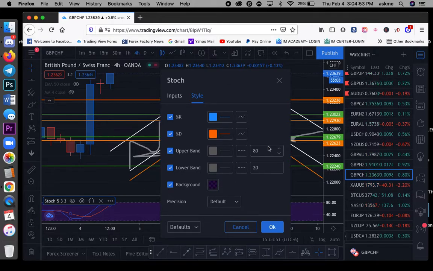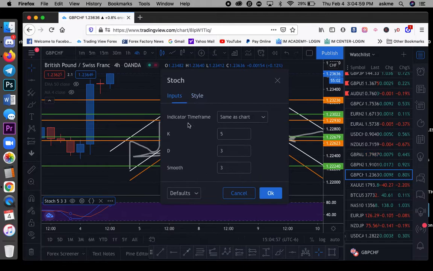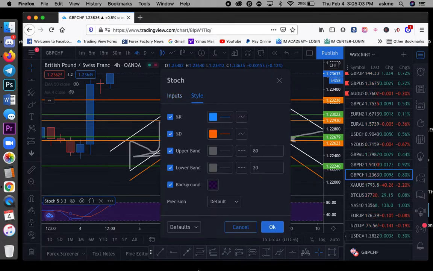This doesn't really matter. And then you want to have your 80 and 20, okay? Take a screenshot, save it. Inputs are 5, 3, and 3. Screenshot, save it. Style, all right?